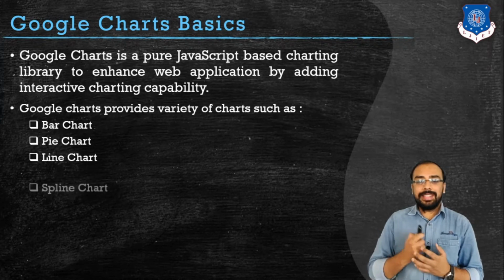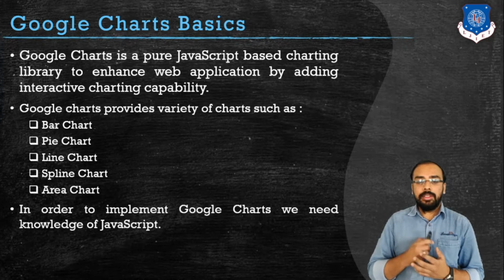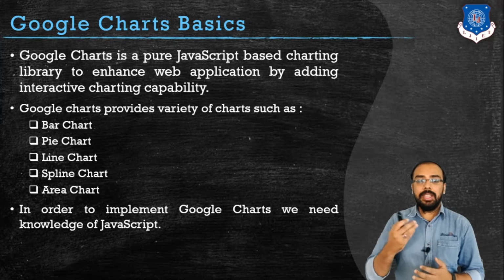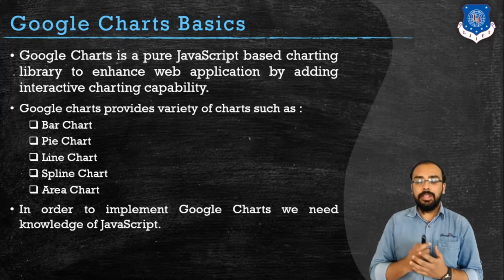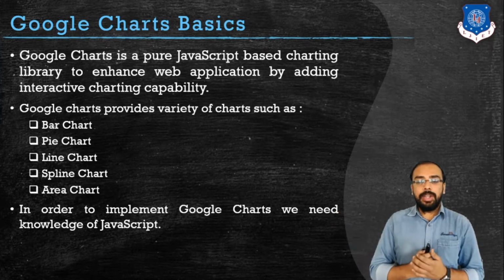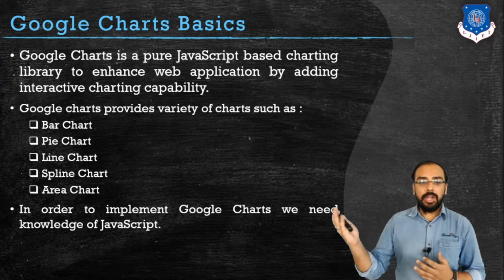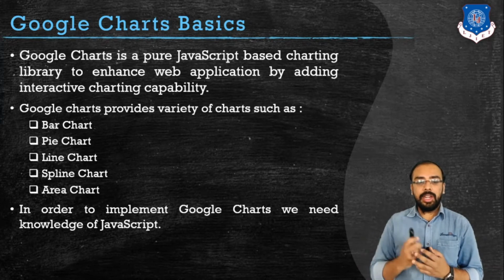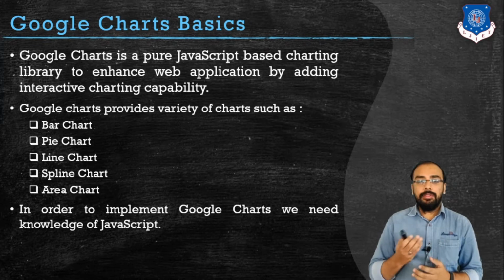So first we will see what Google Charts are. Google Charts are JavaScript based charting that allows us to enhance our web applications by adding interactive charting capabilities. Now when we are working with Google Charts, some of the charts you can see over here are provided by default by Google APIs. Some of the charts are bar chart, pie chart, line chart, spline chart, area chart, etc. Now whenever we want to implement Google Charts, we require a knowledge of JavaScript.